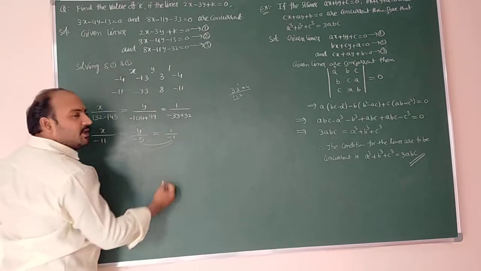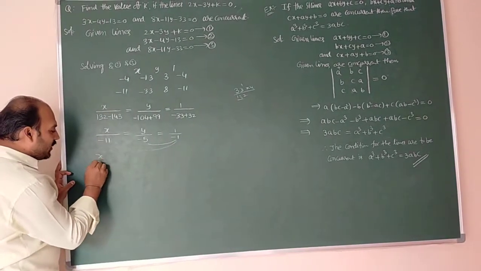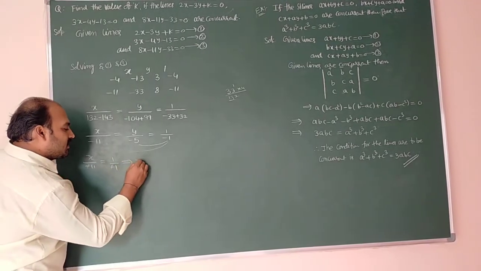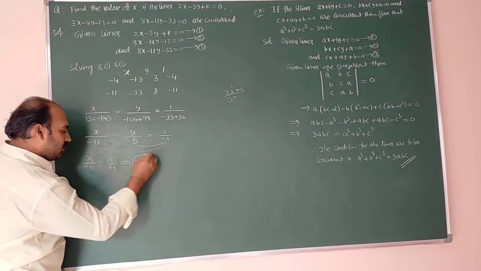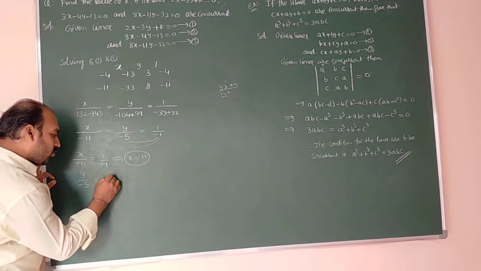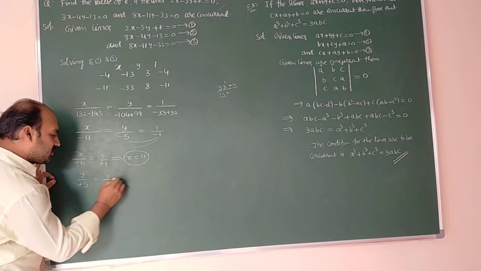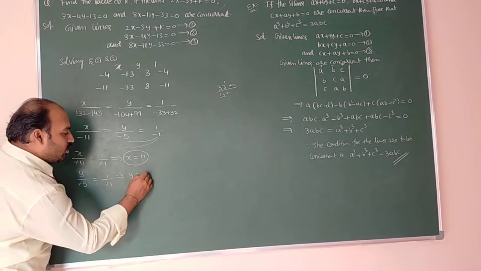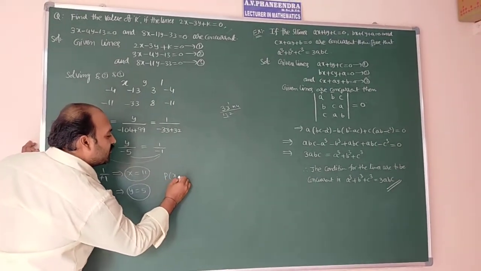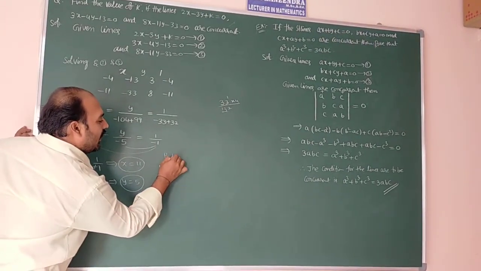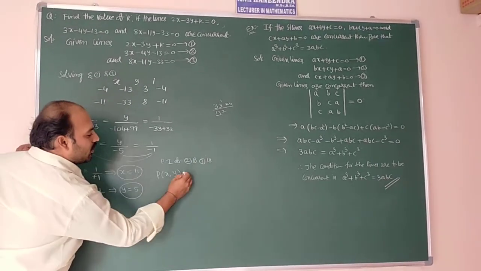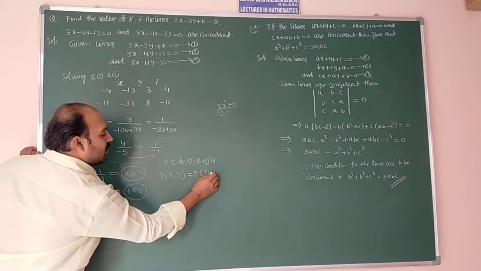Equating these two, x by minus 11 is equal to 1 by minus 1, x is equal to 11. y divided by minus 5 is equal to 1 divided by minus 1, minus gets cancelled, y is equal to 5. Therefore, the point of intersection of 2 and 3, P of x comma y, is 11 comma 5.